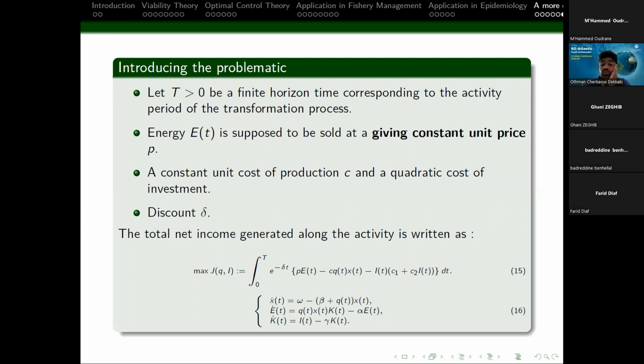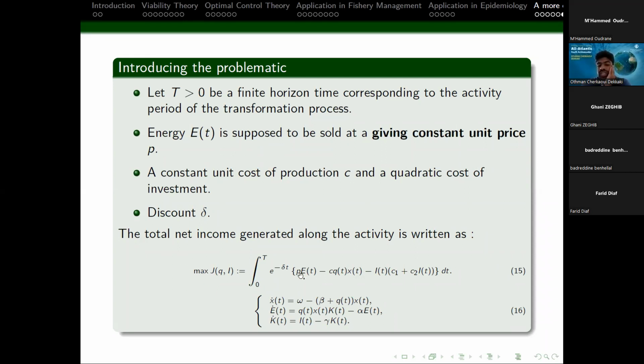We'll also choose a given unit cost of production C and a quadratic investment cost. This is known in the literature: when you produce something, there is a linear cost for it, but when you try to invest in something, there are two costs. There is a linear cost, which is the production cost, and there is what we call the reinvestment. You invest on your investment, meaning it's a double investment and you have a quadratic cost. And it becomes a maximization of the following problem.